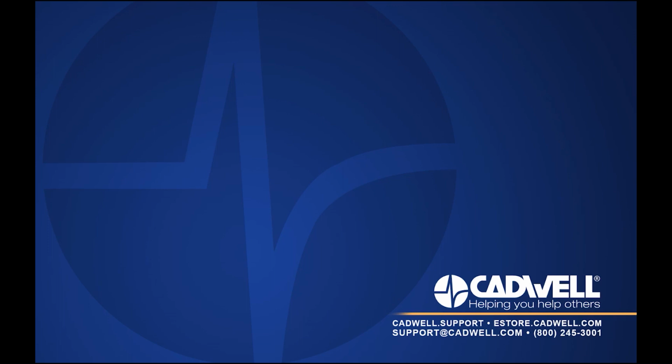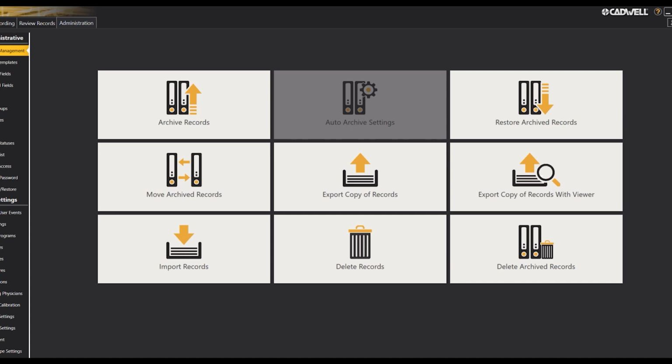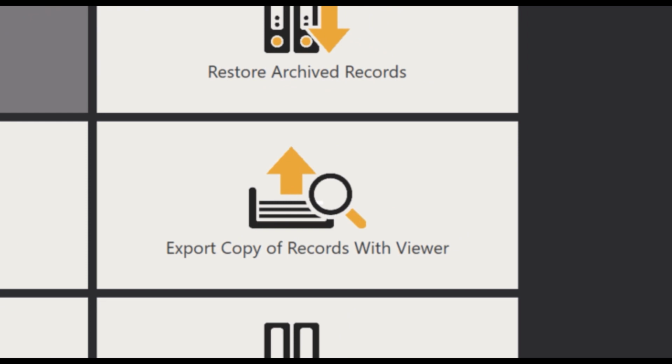Hi, it's Marco Moreno with Cadwell Laboratories, and I'm here to talk to you about reading a study that's been exported to an external drive with the viewer. This would assume that somebody made a copy of the record for you using ARC's export copy of records with reviewer. And you don't actually have the Cadwell ARC software, so you need the ARC viewer to have some way to read it.